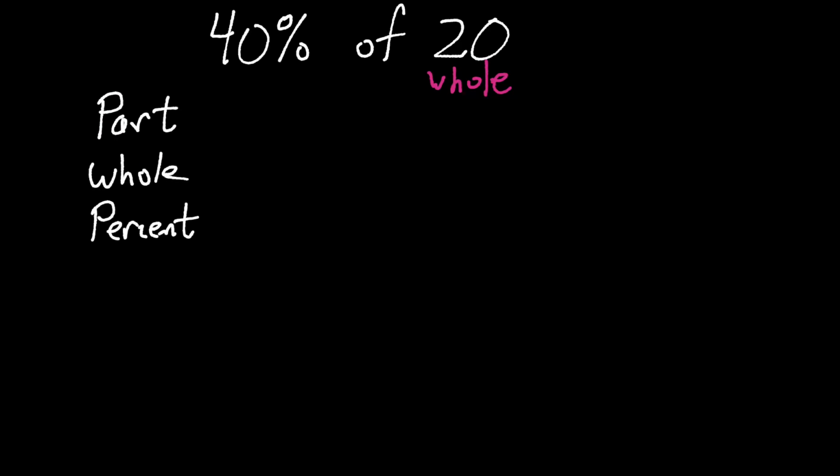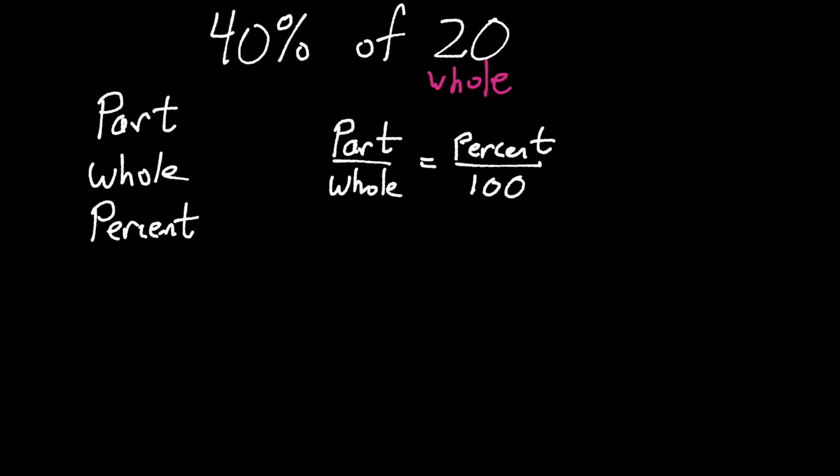So our proportion is going to start off by looking part over the whole, and since we're comparing it to a percentage, we have our percent over 100. This is how we can set up our problem to solve for a percentage. We've already said our 20 is the whole. 40%, well, you can probably guess, this is the percent. And we don't know what the part is. That's what we're going to try to figure out.